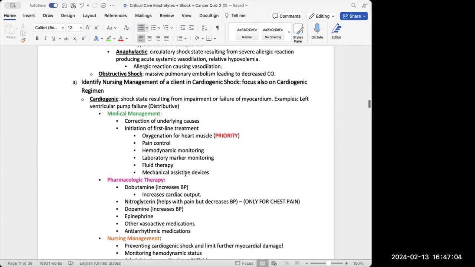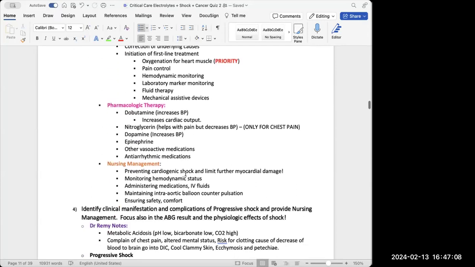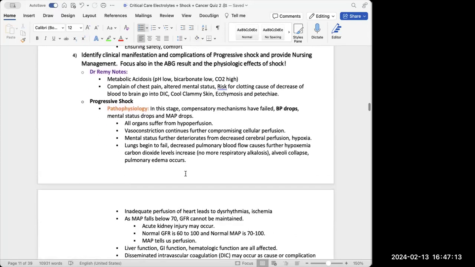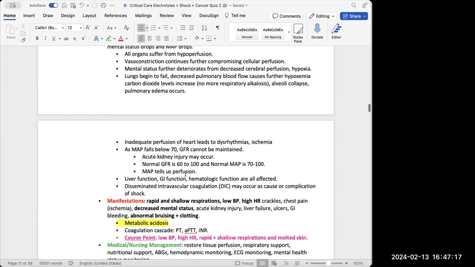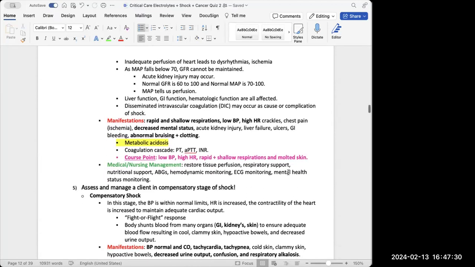Okay, so I already talked about cardiogenic. Like I said, the focus is oxygen. I just want to put that out there. Okay, we talked about progressive shock. We talked about that we'll see a low blood pressure in this. And other things that we'll see are rapid shallow respirations, decreased mental status, high heart rate, abnormal bruising and clotting, as well as crackles. Okay, those are very characteristic for progressive, as well as mottled skin.